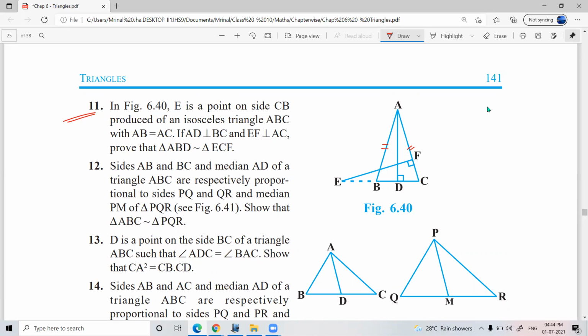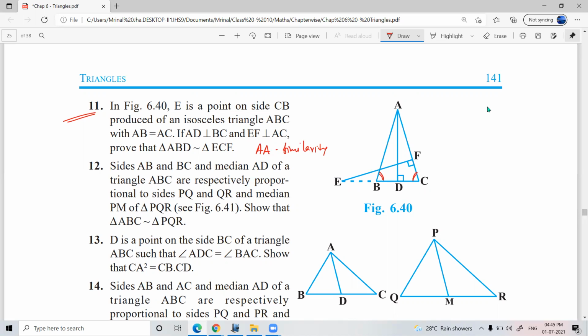Okay, so what you people have done, those of you who solved this problem, which one did you leave? Sir, first angle B is equal to angle C, sir, because angles opposite to equal sides are equal. Yes, this angle B is equal to this angle C. And then angle ADB is equal to angle EFC, which is 90 degrees. Yes, perfect. So triangle ABD is similar to triangle ECF by AAA similarity.